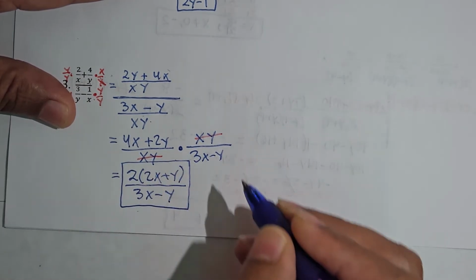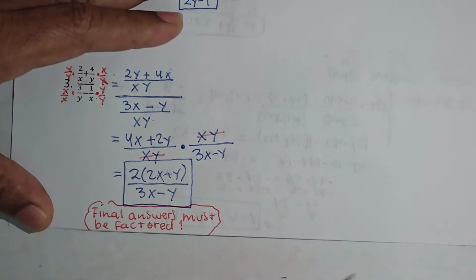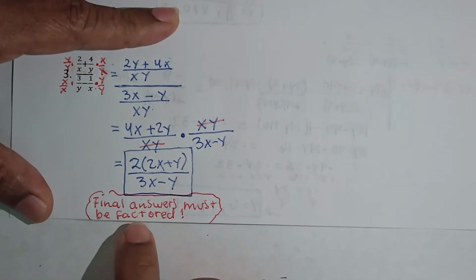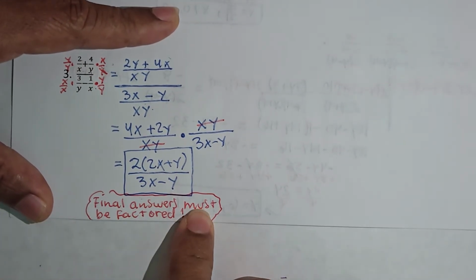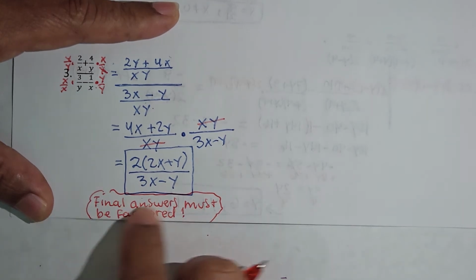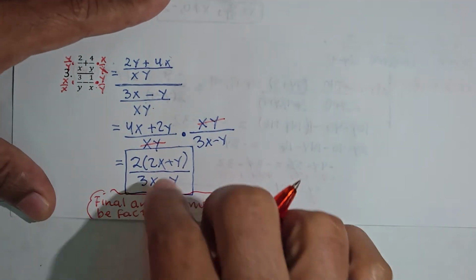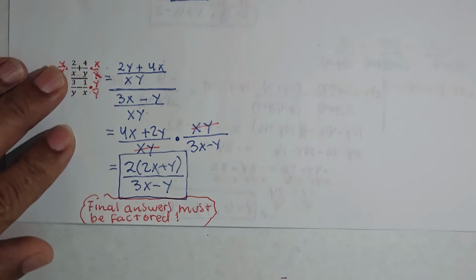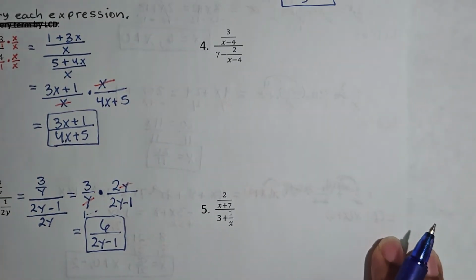And I'm just going to add a note here, and that is the final answers. My answers must be factored completely. Okay, so if there's a GCF, then factor it out. If it's factorable, then factor it out. So with that said, let's go to example number 4.